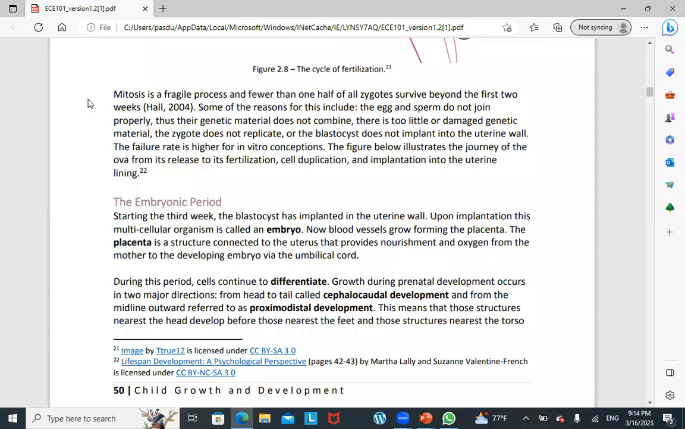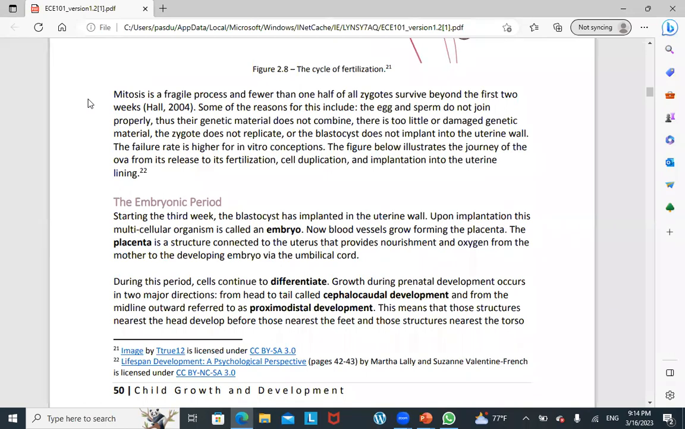Now what happens, right? Blood vessels grow, forming the placenta. There is something called the placenta that develops in the child, in which blood vessels grow.